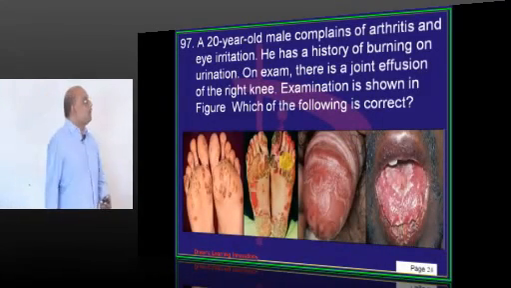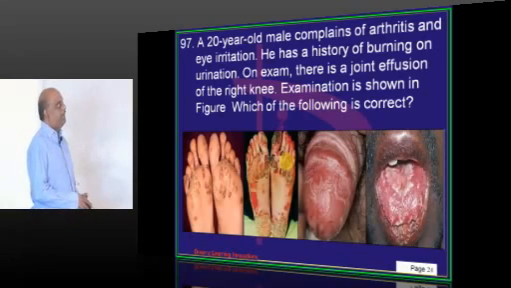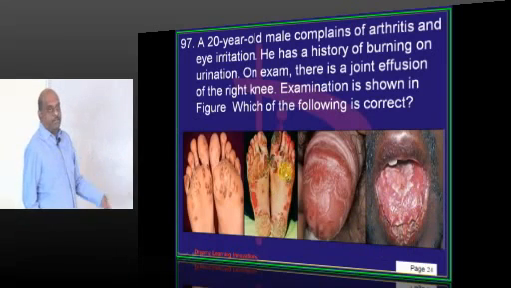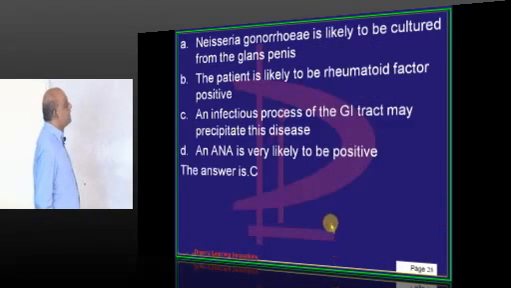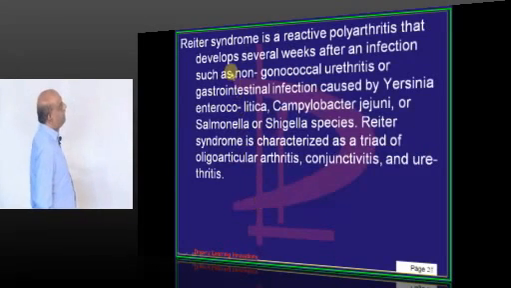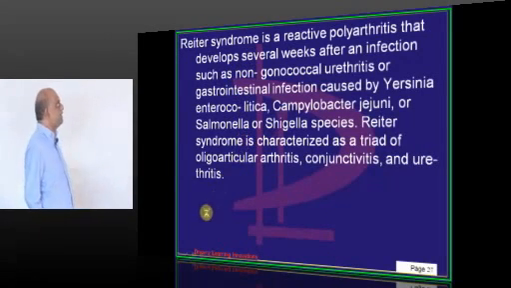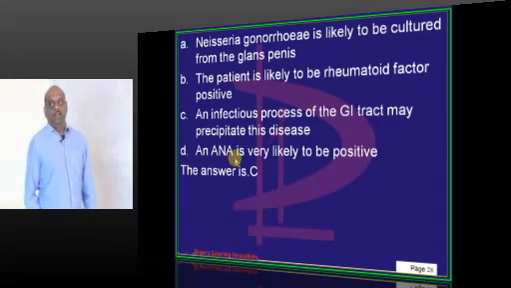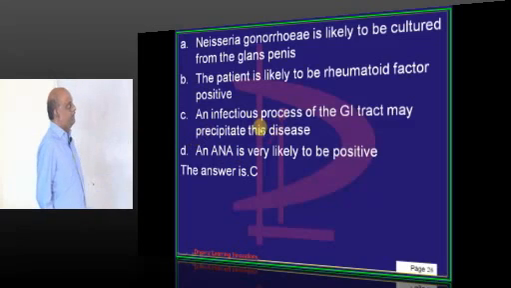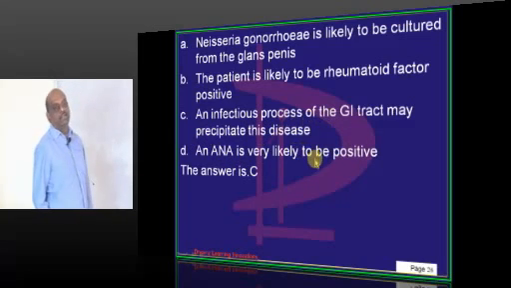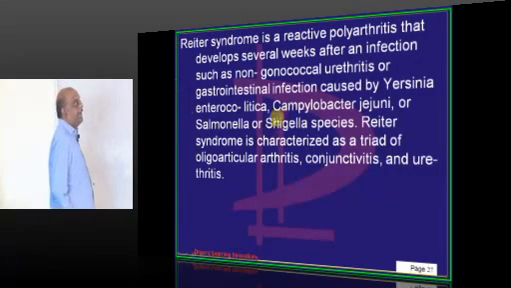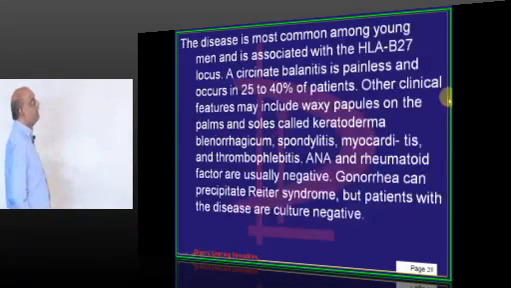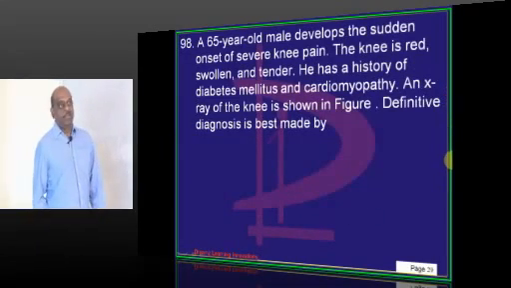A 20-year-old has arthritis and history of burning micturition, joint effusion is there, and circinate balanitis and keratoderma blennorrhagicum, which are all the classical things typically seen in the case of Reiter's disease. And the precipitating factor can be either a non-gonococcal infection or infection in the GI tract, like Campylobacter jejuni or Yersinia enterocolitica, which can lead to development of Reiter's disease.